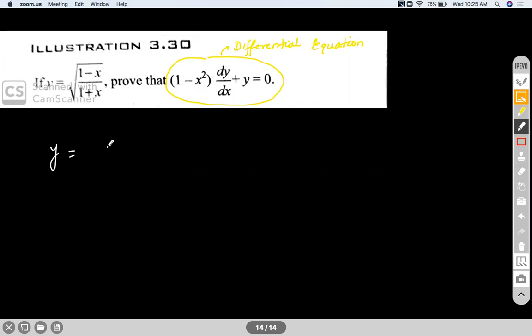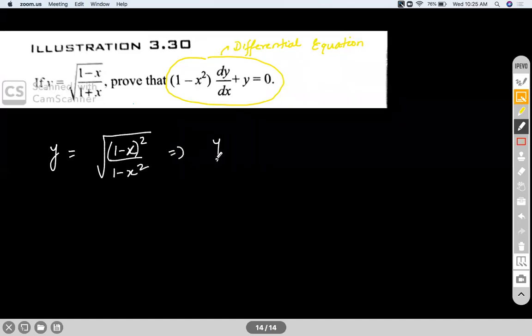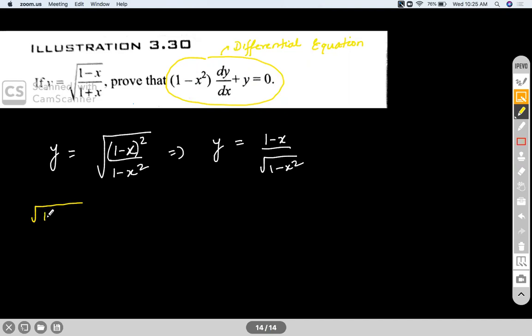See, first of all, you do this thing, Venkat. Multiply and divide with 1 minus x. So 1 minus x square, and this becomes 1 minus x square. This becomes y is equal to 1 minus x by under root of 1 minus x square. Now, I will take under root of 1 minus x square to the other side, and this is 1 minus x. So far, so good.